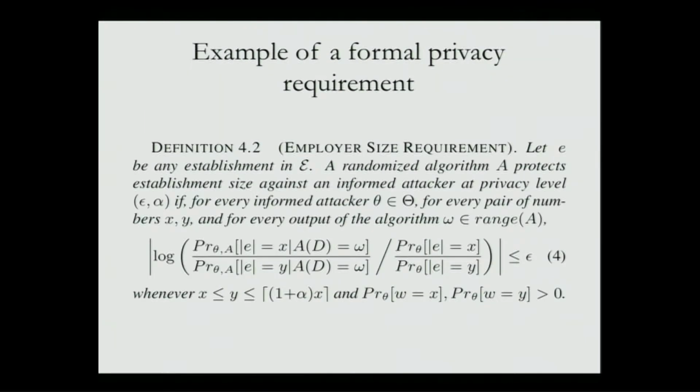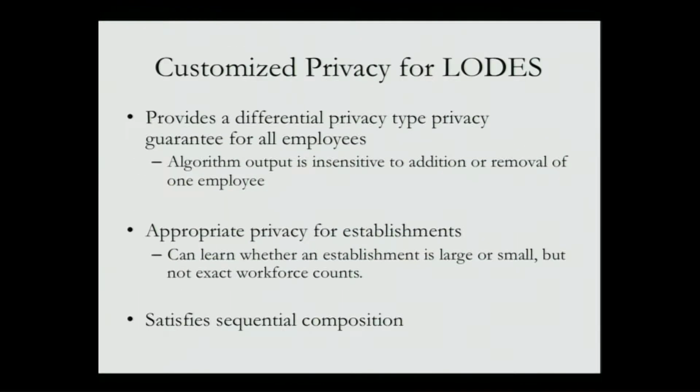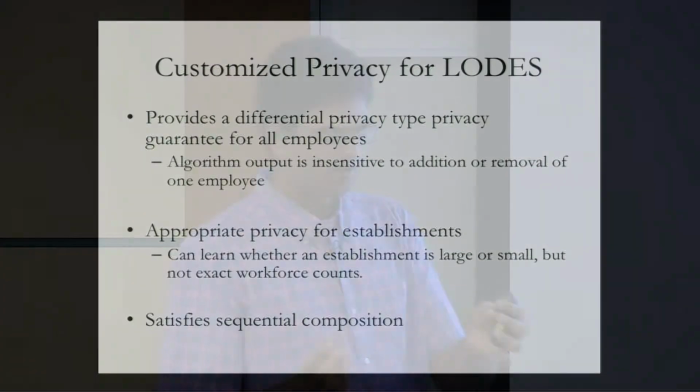So this is an example of a mathematical formulation of one of these privacy requirements that came out of this framework. In the end, what we got was a definition that gave differential privacy type guarantees for all employers. An algorithm output is insensitive to adding or removing one employee record. You get appropriate privacy for establishments. It's not like adding or removing an establishment, but changing an establishment's value, number of workers, to within some fraction. And it satisfies some sequential composition.